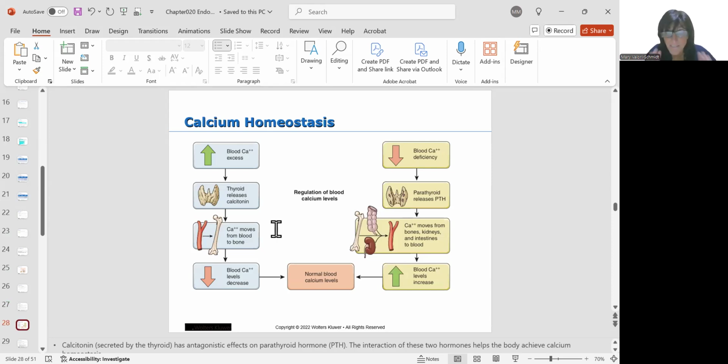So calcium homeostasis, this is a great chart, okay? We start at the top. We say if there's too much calcium in our blood, the thyroid will release calcitonin, and that will move the calcium from the blood to the bone, right? And then the levels of the calcium in the blood go down to get it to a normal level. On the other hand, if you don't have enough calcium in your blood, the parathyroid releases parathyroid hormone, and calcium will then move from the bones, the kidneys, and the intestines into the blood. The blood level will increase, and you'll have normal calcium levels. Balancing act. It's going on all the time.